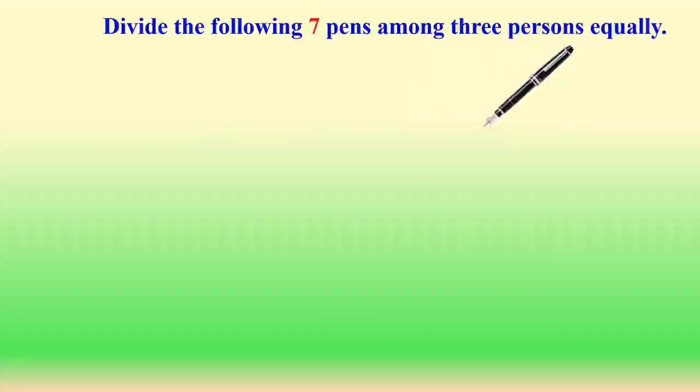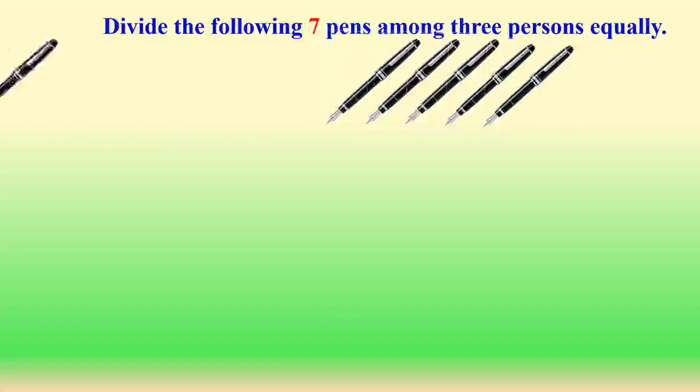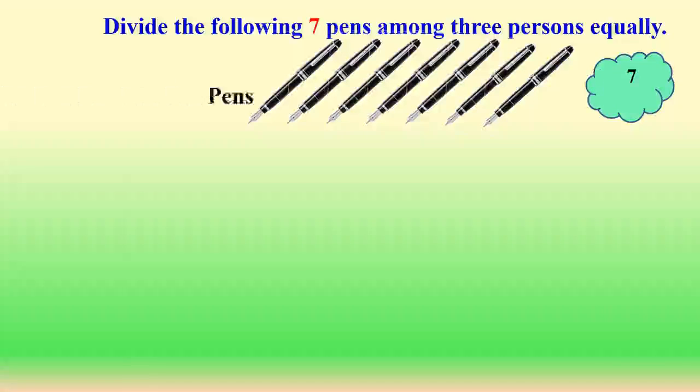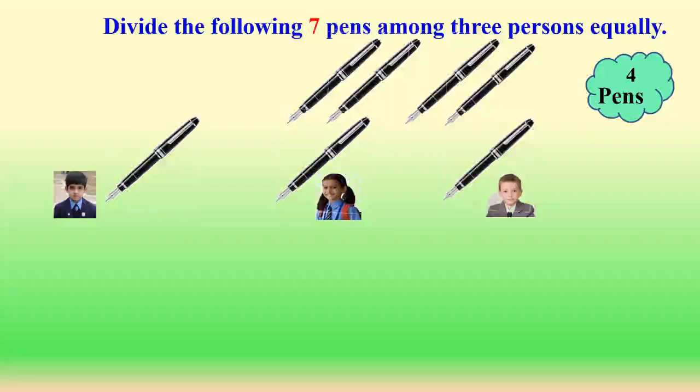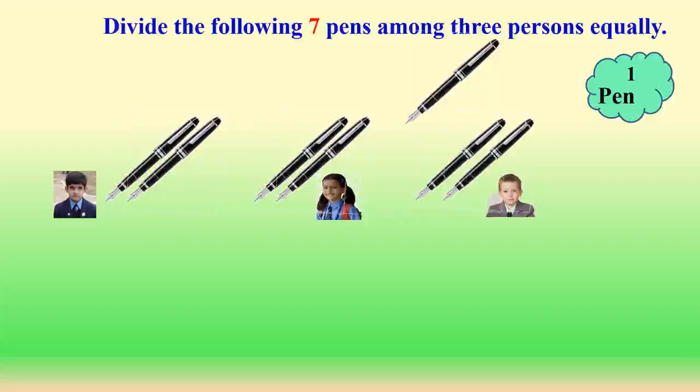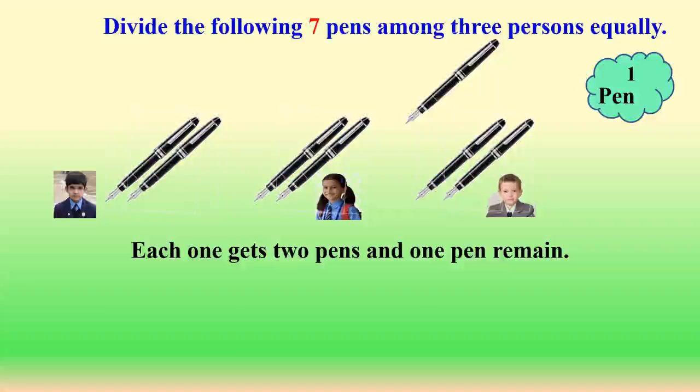Divide the following 7 pens among 3 persons equally. Here we have 7 pens, 3 persons. First we give them each one. There are 4 pens remaining. Next we give them each one. There is one pen remaining. It is not possible to distribute it among 3 equally. Therefore, each one gets 2 pens and 1 pen remains.